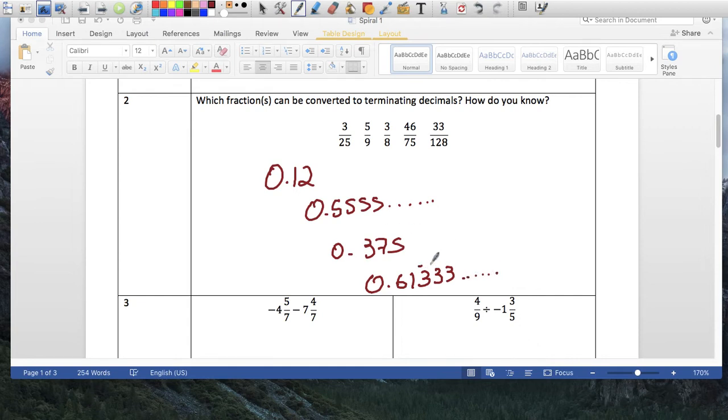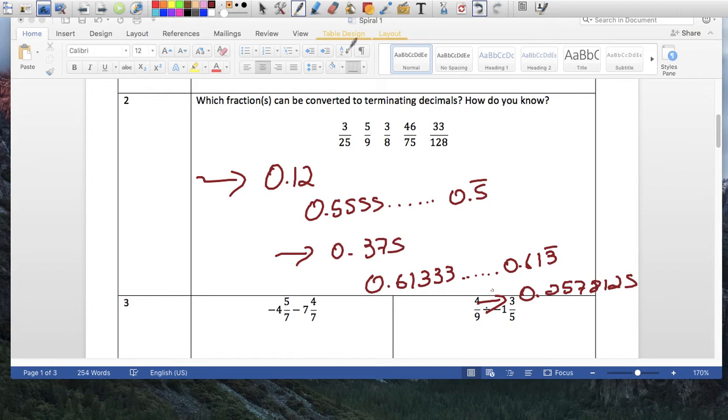And I could have written a bar sign, so let me just rewrite this as 0.5 with bar notation, 0.613 with bar notation, which indicates that this 3 is repeating. And then 33 divided by 128, it's not going to be a repeating decimal. It's going to be 0.2578125. Let me just confirm that 33 divided by 128 equals, yeah, and it's a terminating decimal, a decimal that ends. So what do this one, and this one have in common?